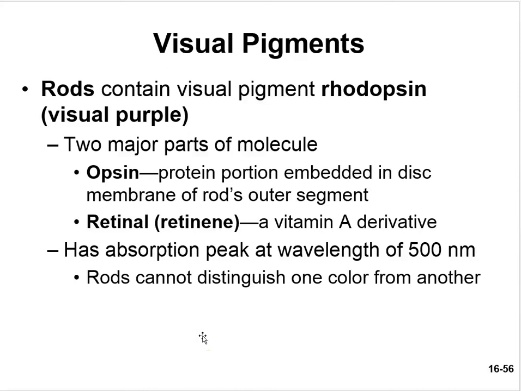Rhodopsin or visual purple is one of the visual pigments. There's two major parts of the molecule, the opsin, which is the protein portion embedded in the disc in the rod's outer segment, and then the retinal, or retinene, which is a vitamin A derivative, which is why it's important to have your vegetables that have vitamin A in it. It has an absorption peak at about 500 nanometers. Rods, though, cannot distinguish one color from another.